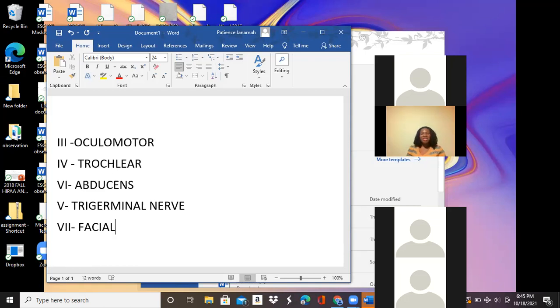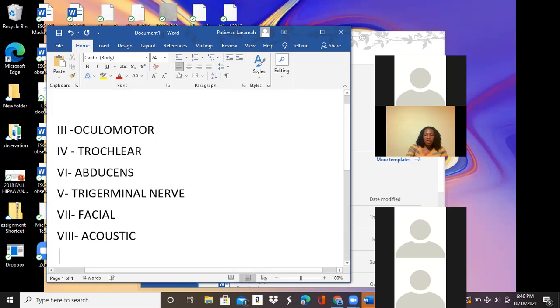Now the cranial nerve 8, nerve 8 will control your hearing and balance. That's the acoustic nerve. It controls your hearing and your balance. So you hear sound like this, you're able to trace to know where the sound is coming from.